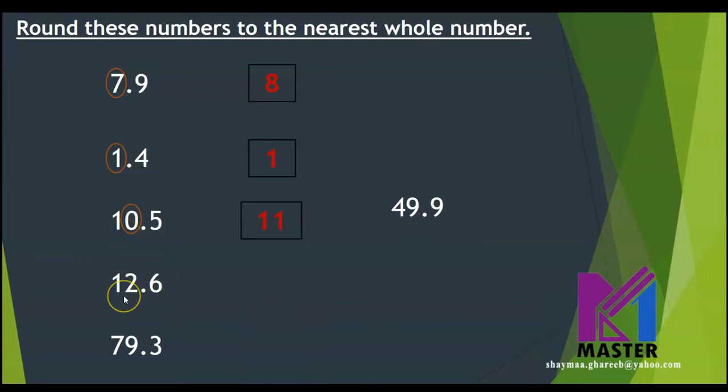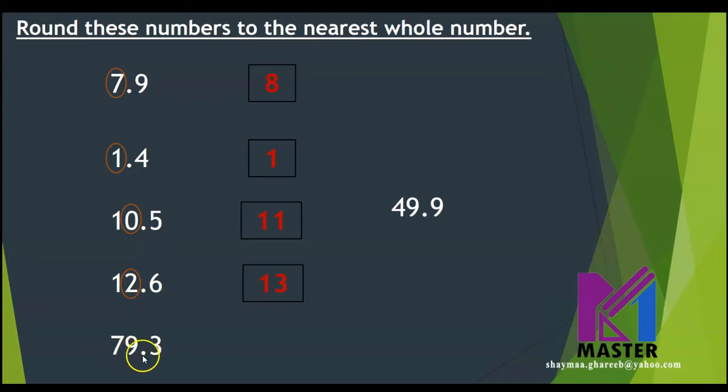12.6, I want to round to the nearest whole number. So I'm going to look at the digit in the tenths place, which is the 6. Is the 6 rounding the 12 up or down? We said 5 or more, we round up. Then the 12 will be 13.